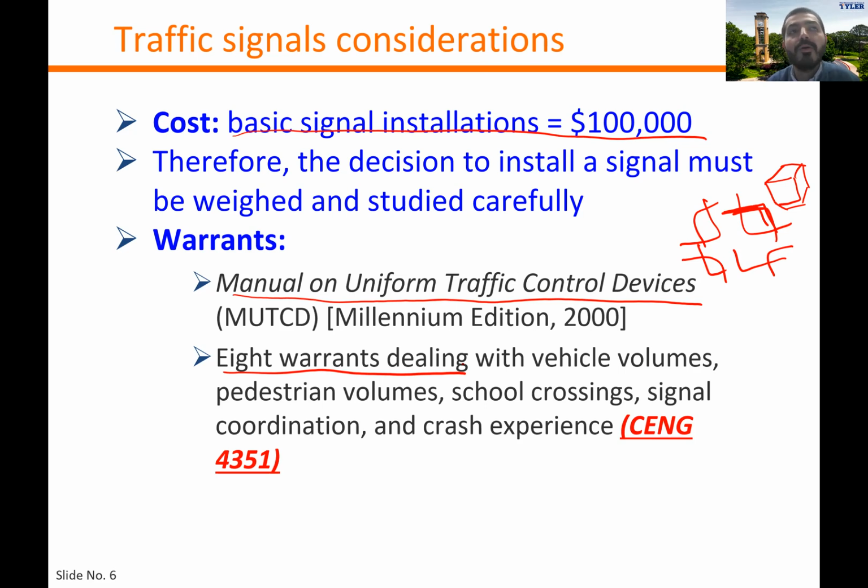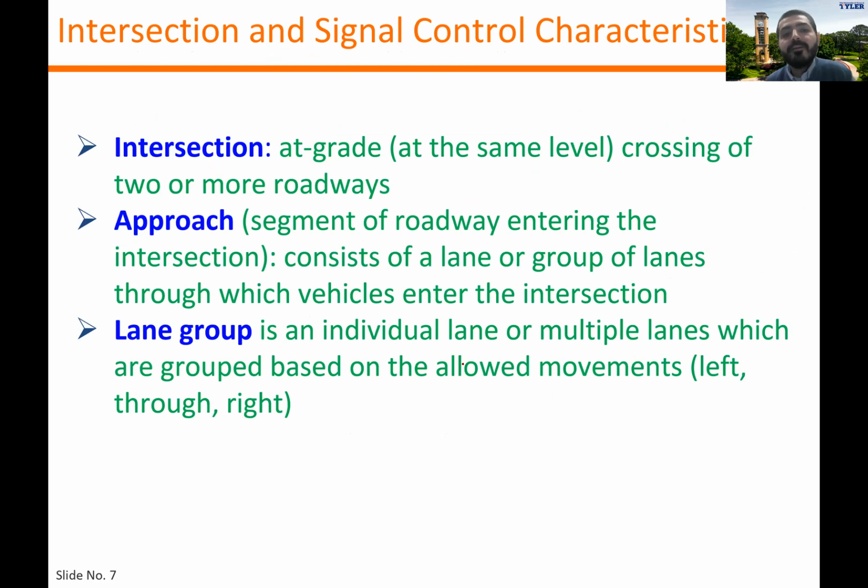We're not going to go through all the warrants in detail here. We're going to keep that for CNG 4351, but just to keep you informed, there are warrants that we have to satisfy, at least one of the 8, to justify the need for a traffic signal at any intersection. Speaking of an intersection.